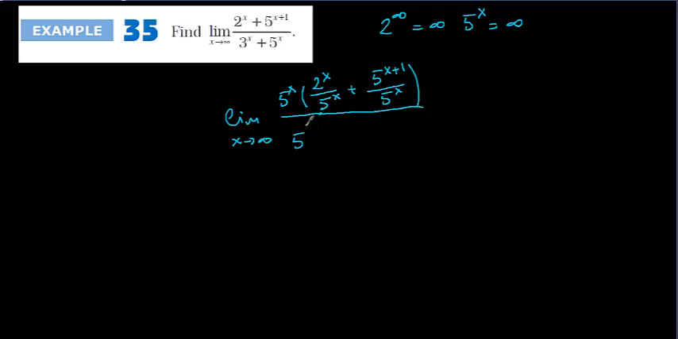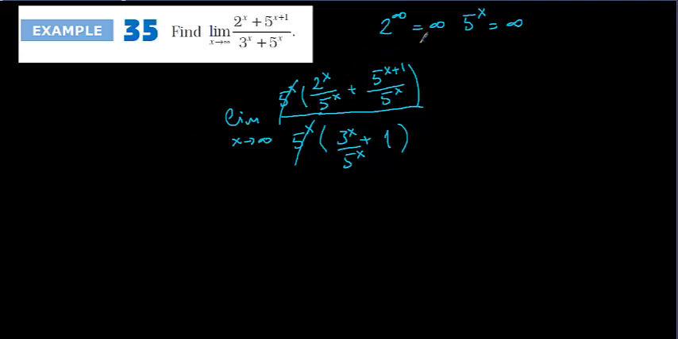Now for the denominator, I take 5 to the power of x in parentheses, then 3 to the power of x over 5 to the power of x, plus, when you take 5 to the power of x out here, you took everything, that's why you need to leave 1. Here 5 to the power of x over 5 to the power of x, we simplified.